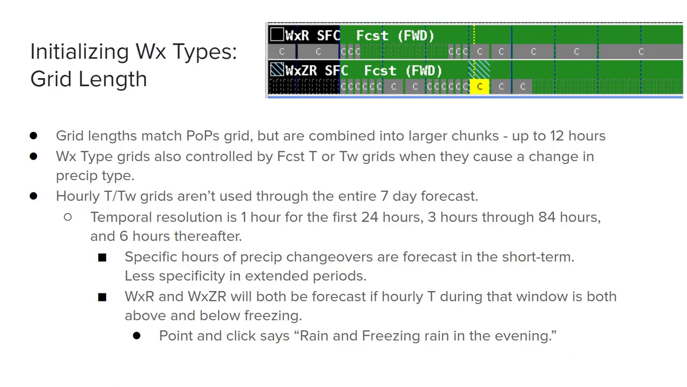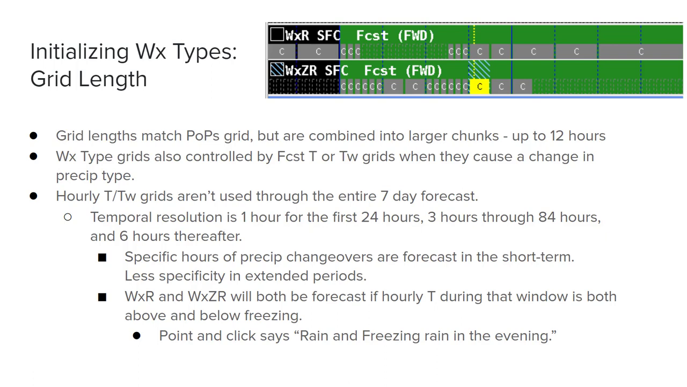Let's go over the length of the weather grids. This isn't necessary for you to know, but it will remove some of the mystery of why you'll have some weather type grids of 1 hour and other types of 3 or 6 hours or 12 hours long. Generally, these are set by the length of the pop grid, but are combined into 12-hour chunks if and when they are the same.